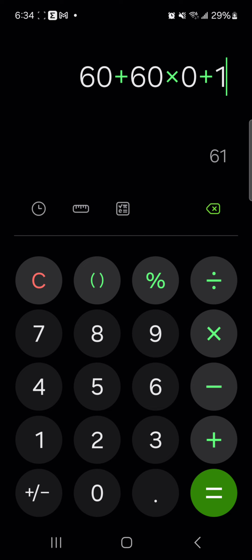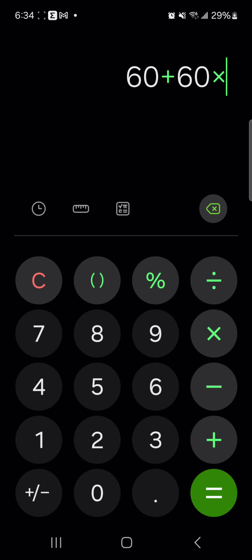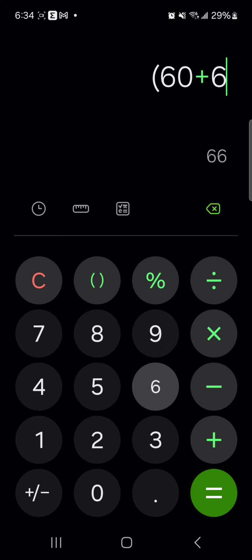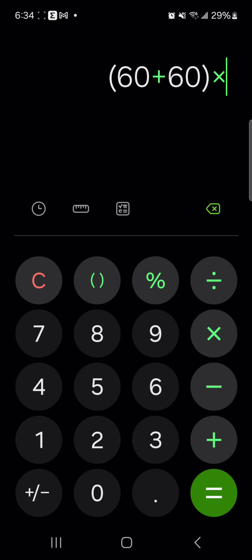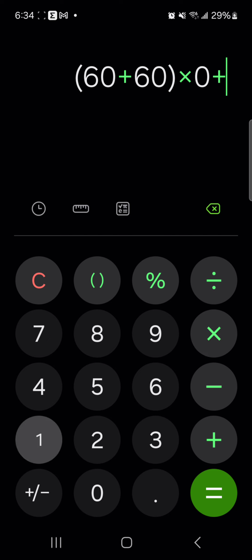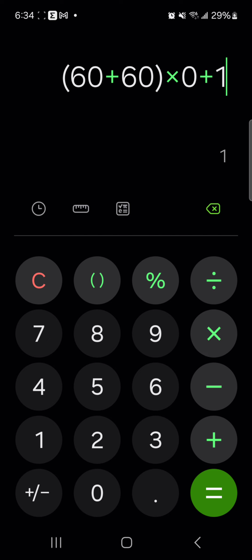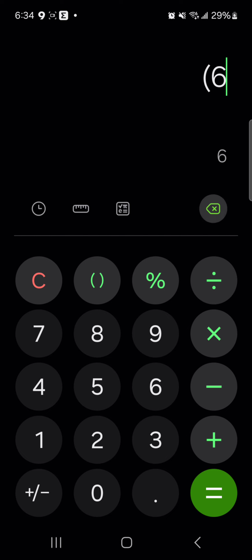Once again, the people that answer that are forgetting the order of operations. If you want to make the answer 1, then you've got to put parentheses around it again. 60 plus 60 inside of parentheses times 0 plus 1. Now you've got your 1. Everybody's happy. Now the worst answer I'll see on this is where people will say the answer to this problem was 121. And a lot of people are doing that too.